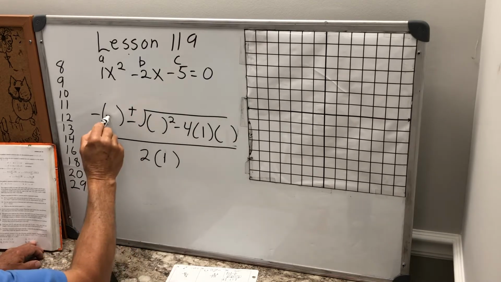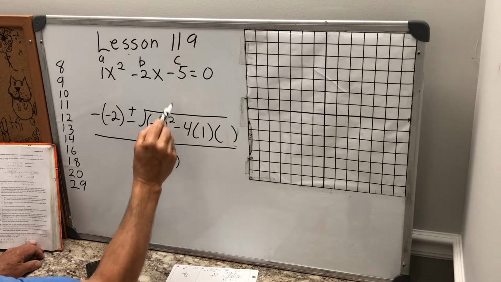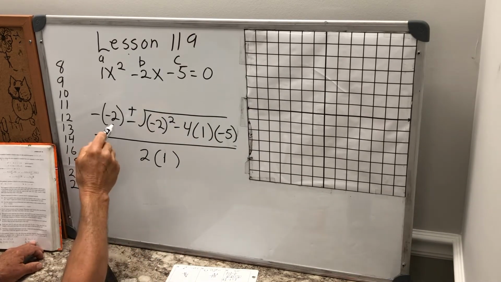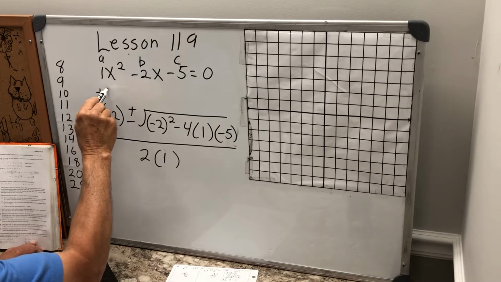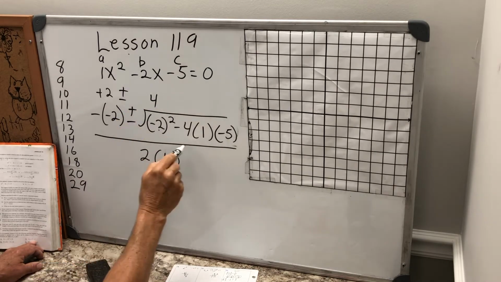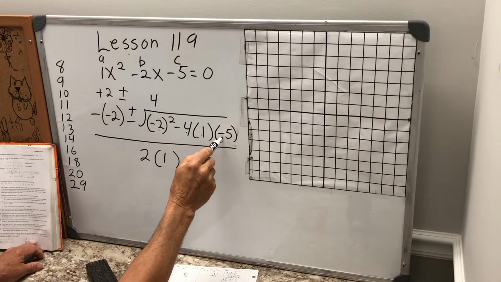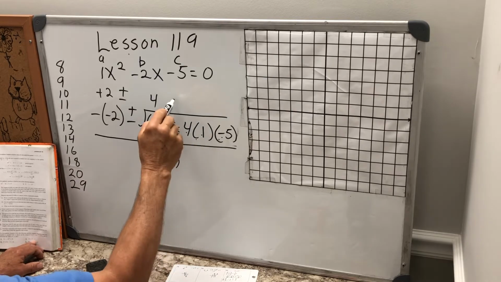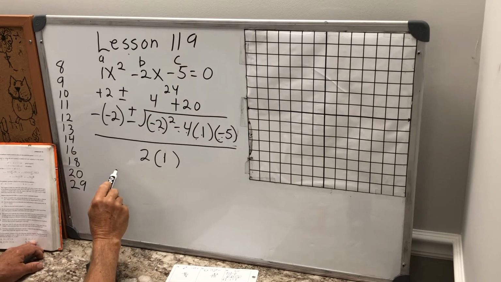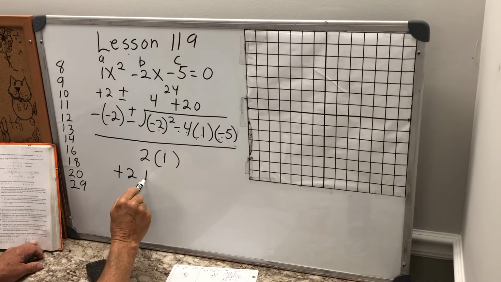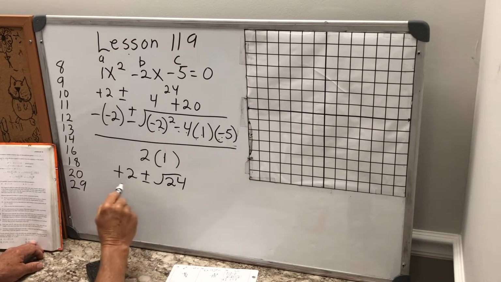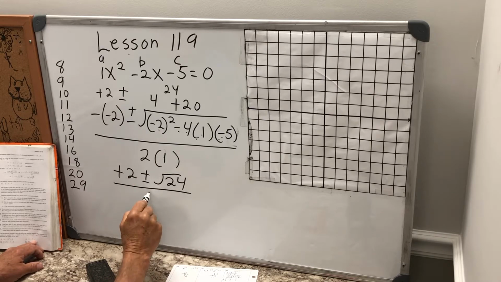Where B is at, I put a negative 2 and a negative 2, and where C is at is a negative 5. Now I begin to work this out. The opposite of negative 2 is a positive 2, plus or minus. Negative 2 times negative 2 is 4. 4 times 1 times 5 is 20, and the two negatives make it a positive 20. Total is 24. Now rewrite this as a positive 2 plus or minus square root of 24 over 2 times 1 is 2.